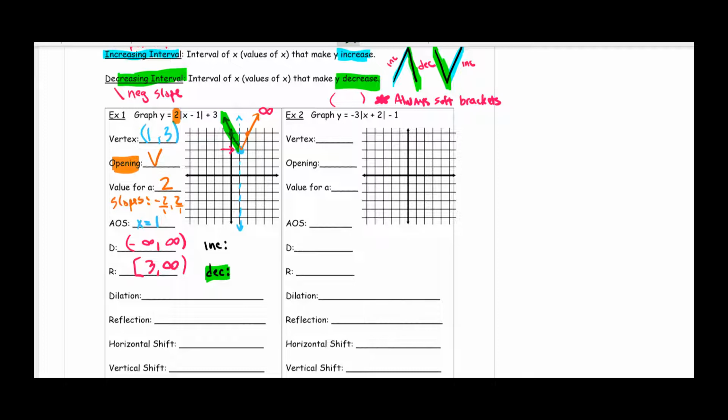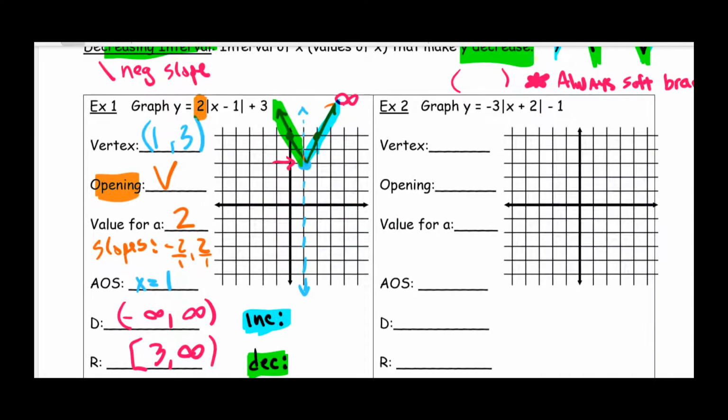So, and then the right side is going to be the increasing part. So those are the parts where I have a negative slope and a positive slope. And sometimes people will actually write that on the graph. They'll write DEC for decreasing and then INC for increasing.